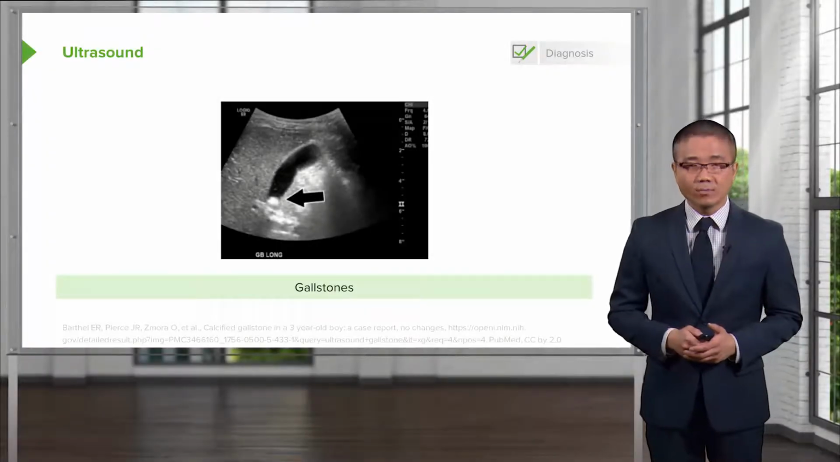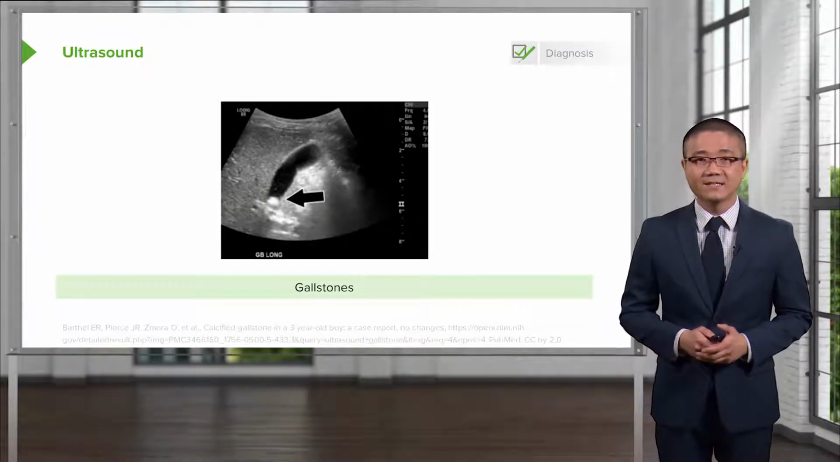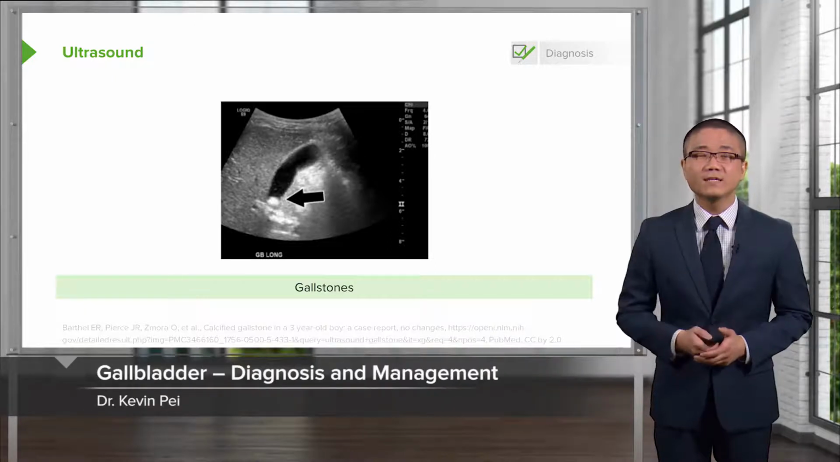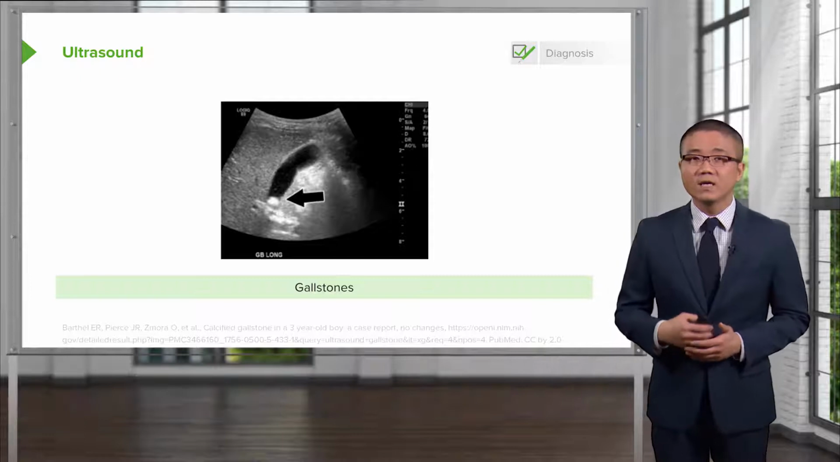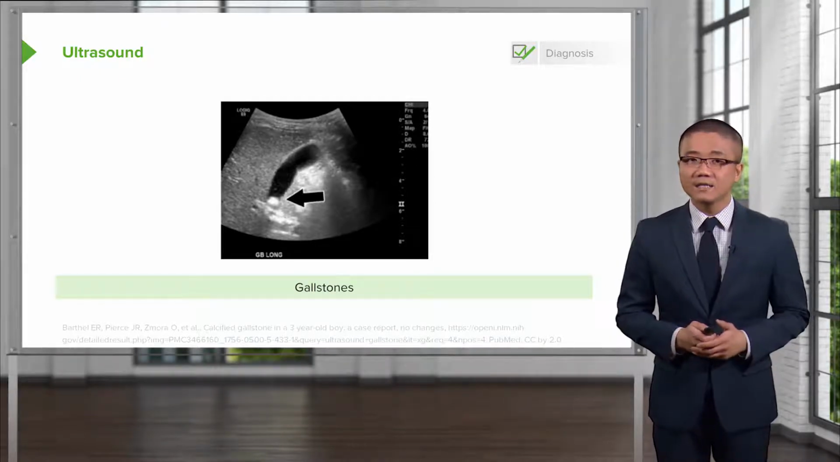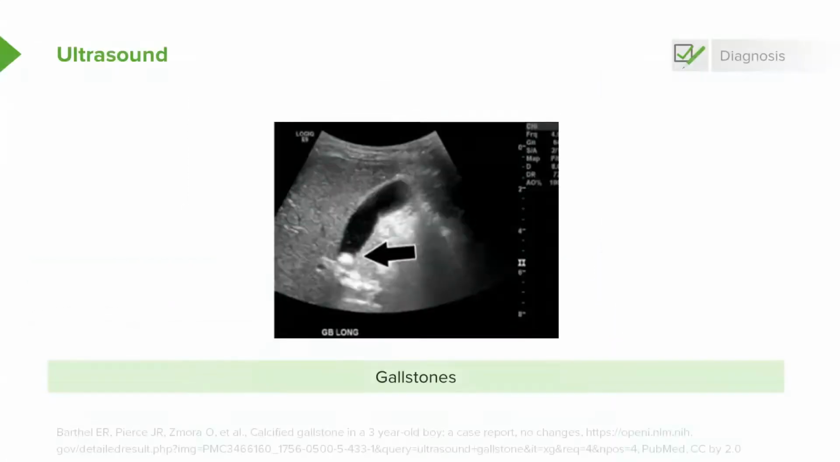Diagnostic imaging is important in the diagnosis of cholecystitis, and ultrasound has now become standard. Not only is ultrasound cheap, it doesn't induce any radiation on the patient. Nevertheless, it is operator dependent. In this image, you see a gallstone, noted by the black arrow, close to the neck of the gallbladder.